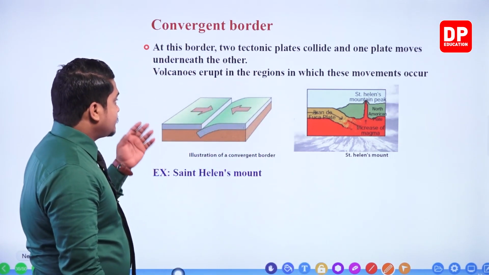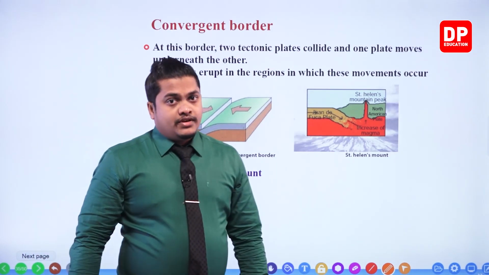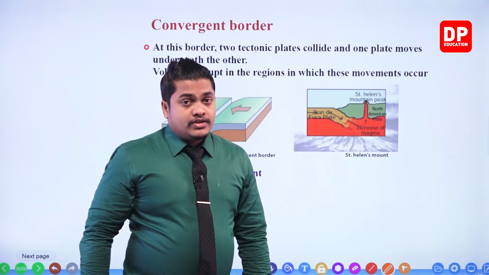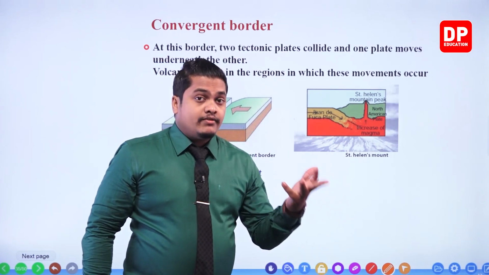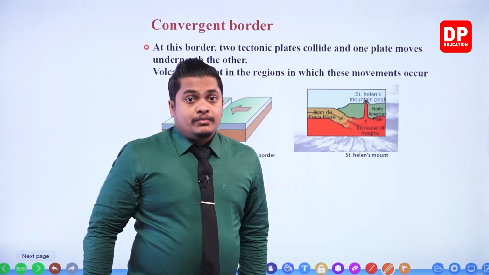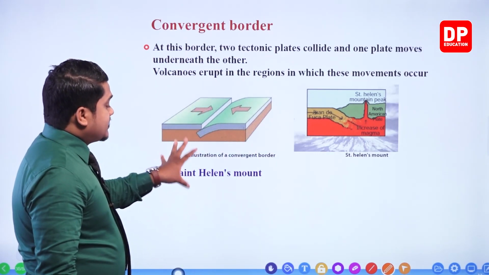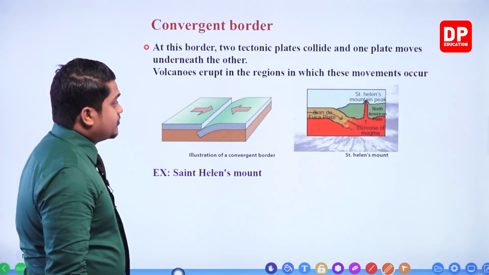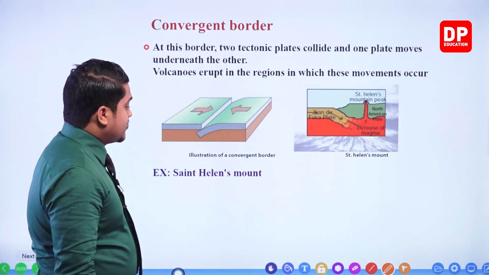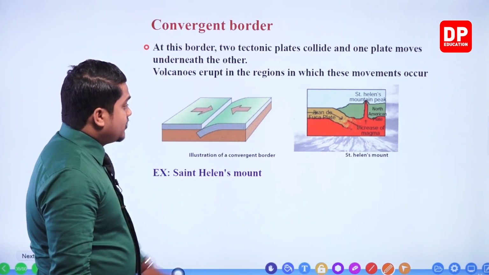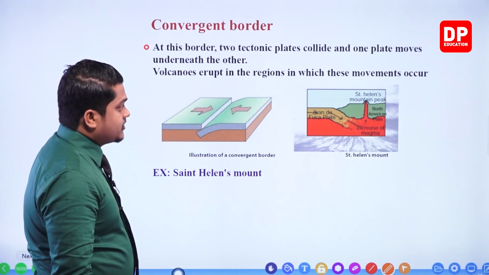So here volcanoes erupt in the regions in which these movements occur. Within these regions where the convergent movements are going to occur, what will happen? Definitely there are going to be volcanic eruptions. Okay. So an example given for this kind of convergent border, my dear children, is St. Helens Mount. Within St. Helens Mount, you can observe this kind of convergent border.